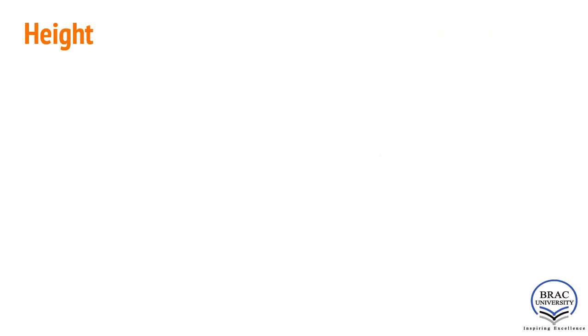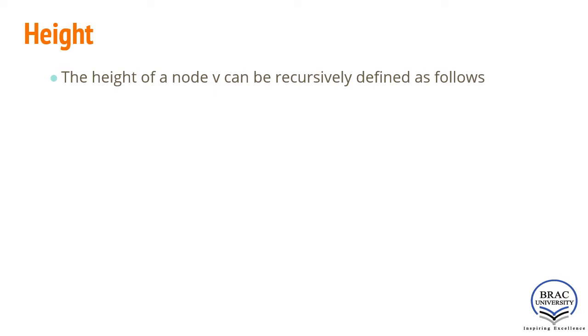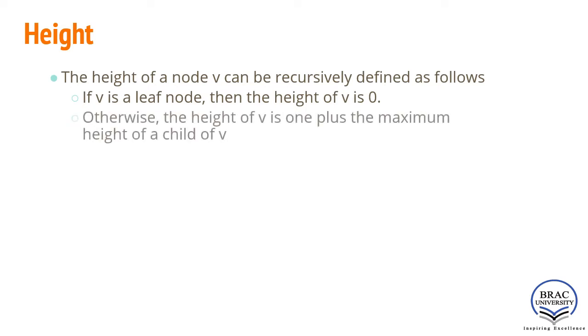The height of a node V can be recursively defined as follows. If V is a leaf node, then the height of V is 0. But for calculating depth, the base case was for root, and for calculating height, the base case is related to leaf node. So for height, if V is a leaf node, then the height of V is 0. Otherwise, the height of V is 1 plus the maximum height of a child of V.